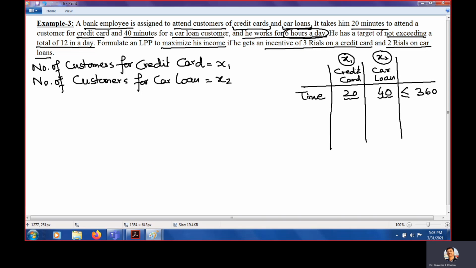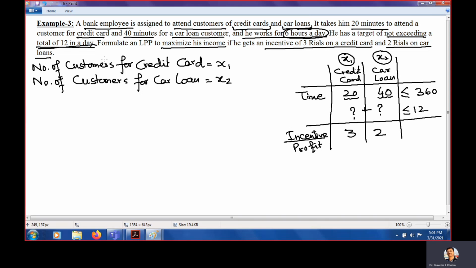Okay. Now another thing is that the credit card customers plus the car loan customers cannot cross 12, from the not exceeding, so it will be less than or equal to 12. This is another condition. Okay. Now incentive. What incentive is he getting? Incentive means you can say profit. What profit is he getting? He will get 3 real for a credit card customer and 2 real for a car loan customer.